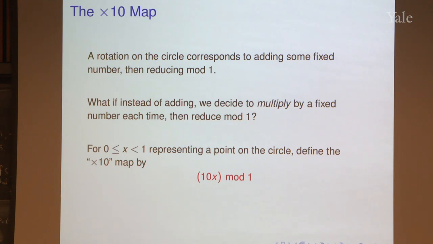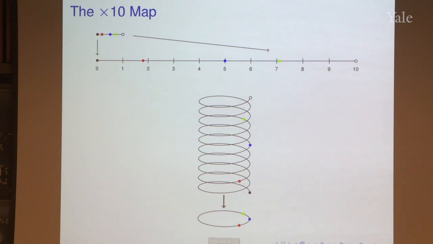Okay, so for a point on the interval representing a point in our circle, define the times 10 map to be: multiply that point by 10 and then reduce mod 1. Geometrically, multiplying by 10 takes our unit interval and stretches it out to length 10, and then wraps it around the unit interval 10 times. So we stretch it out, and then we wrap it back around the circle and collapse it and see where all the points go.